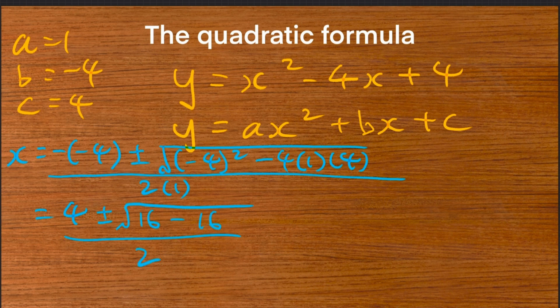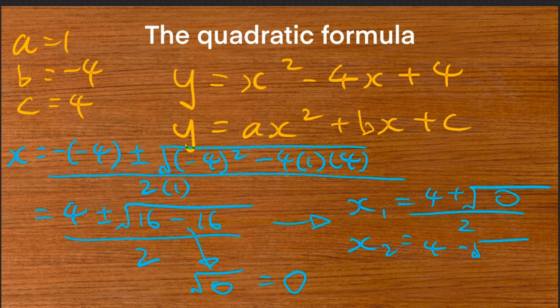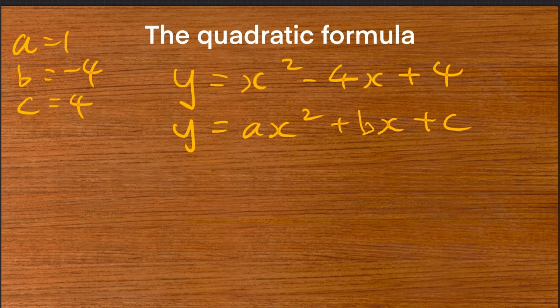The term within the square root is 0. So the square root of 0 is 0, and therefore both solutions of x, x1 and x2, will be equal. They will both have a value of 2. So for this question, y equals x squared minus 4x plus 4, there's only one root, or one solution. So now let's sketch the graph. Its graph will touch the x-axis at only one point, at 2. And the parabola will be non-inverted because a is positive.